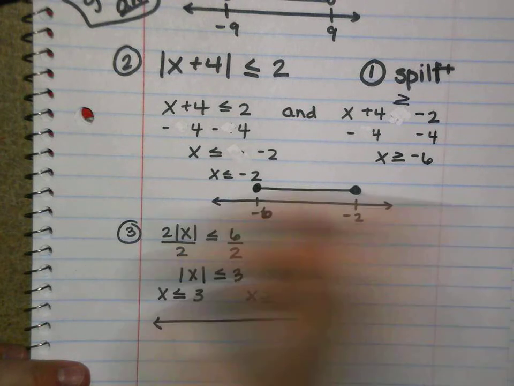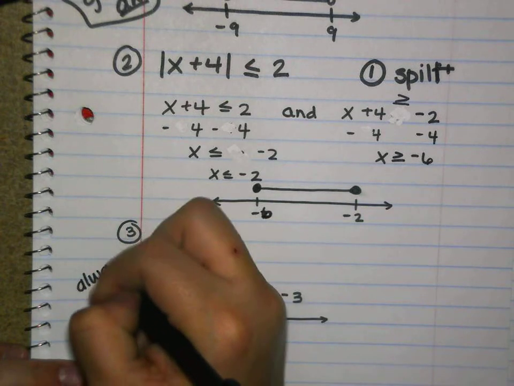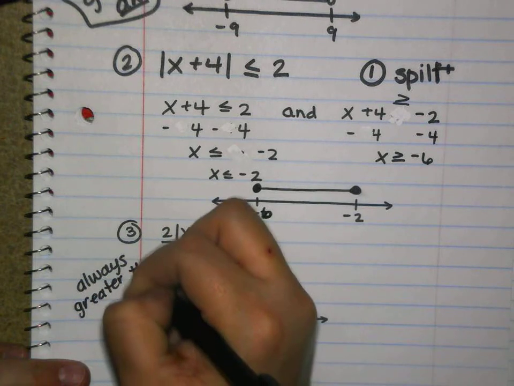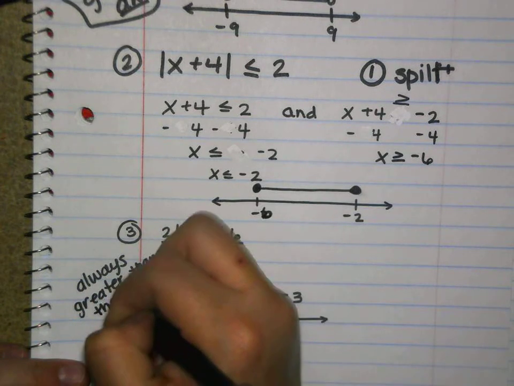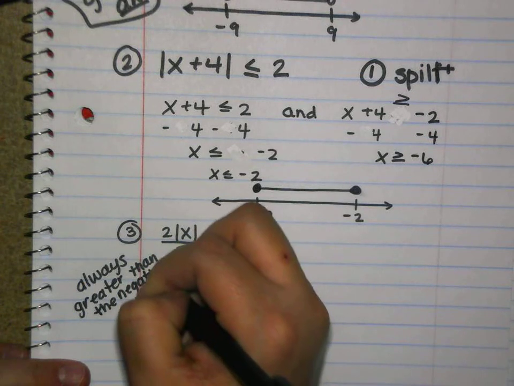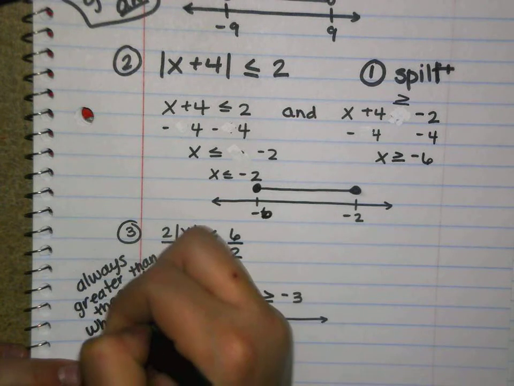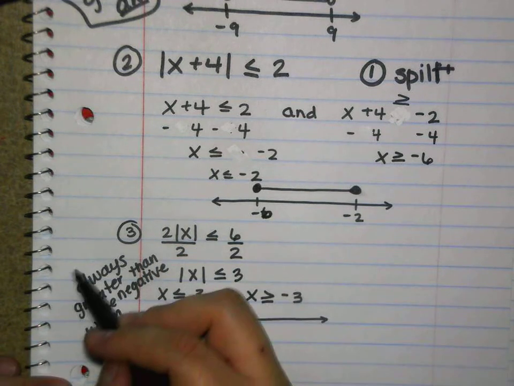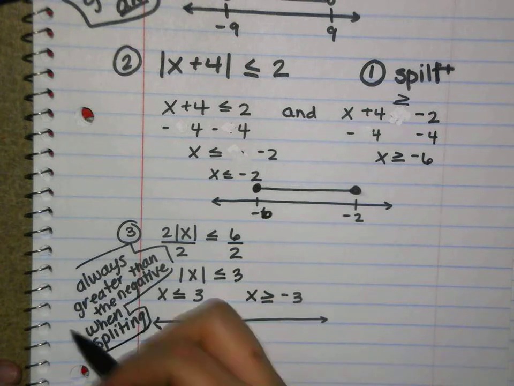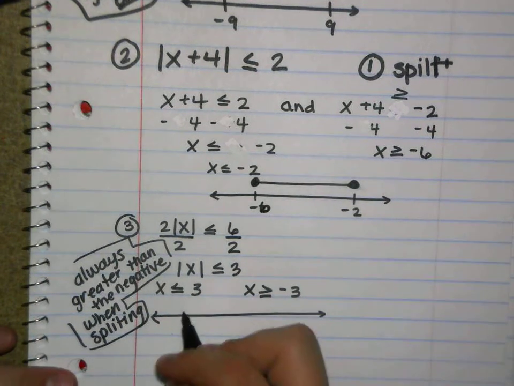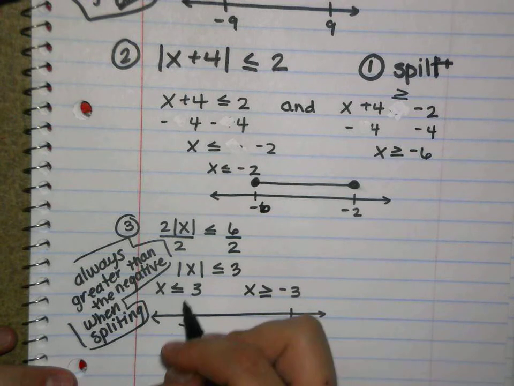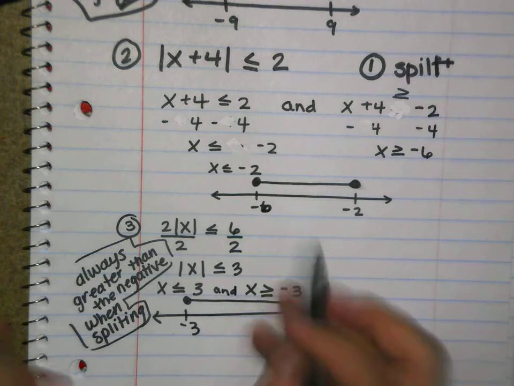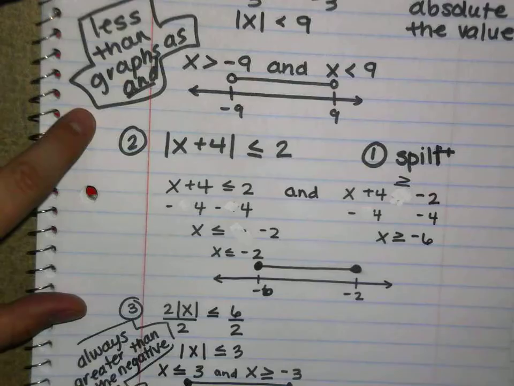Always greater than the negative side when splitting. Okay, so when we split it to solve, we're going to always put the greater than sign on the negative one. Okay, so then we have negative 3 and 3. They're both closed circles. And we're going to connect them because we know this is an and situation because this is less than. And remember, we put up here, less than graphs are and situations.